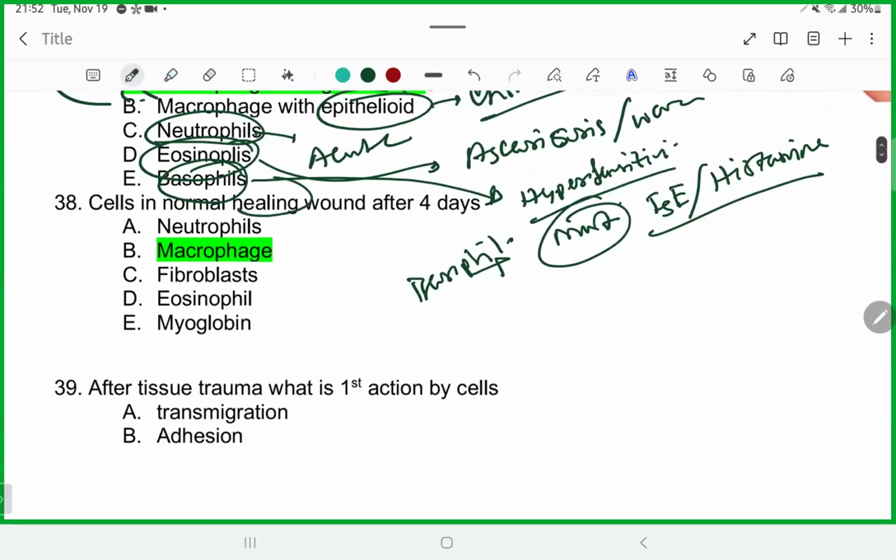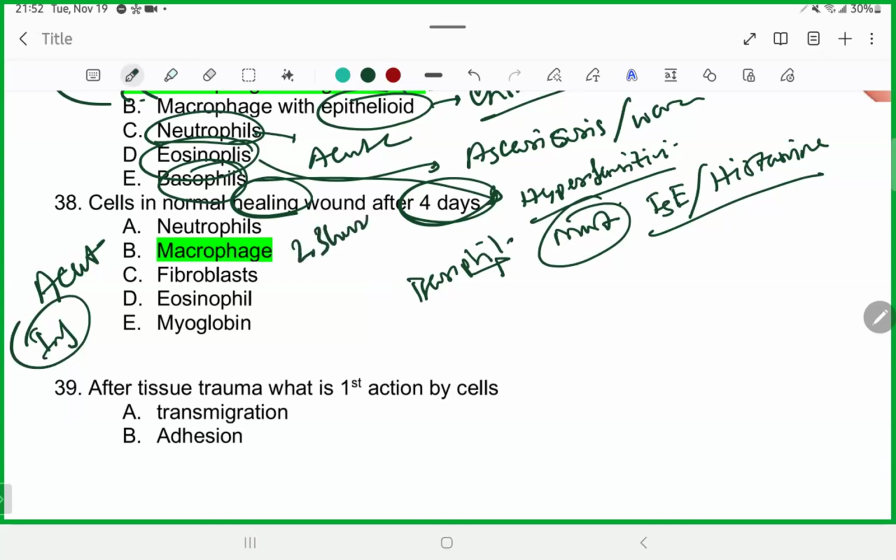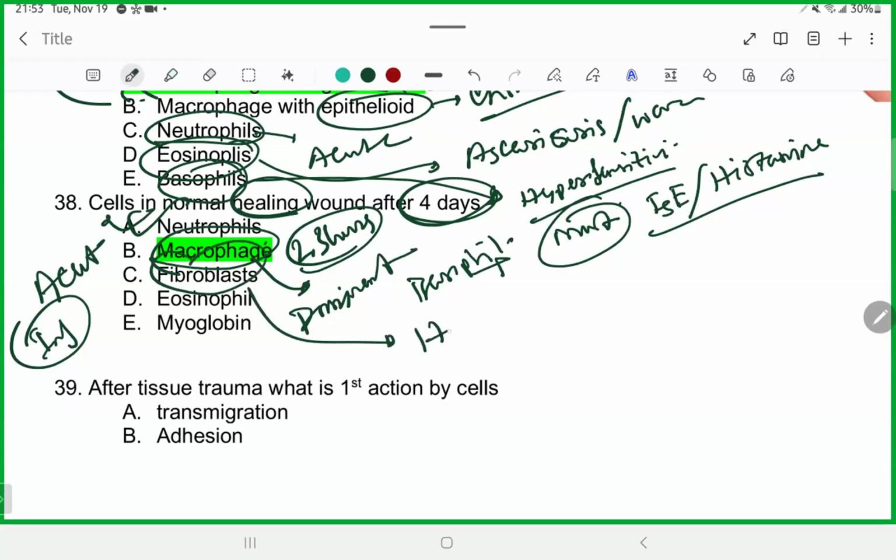Cells in a normal healing wound after 4 days. So it's an acute inflammation. Within 2-3 hours, neutrophils come. And after that, macrophages will be dominant. Fibroblasts come after healing.